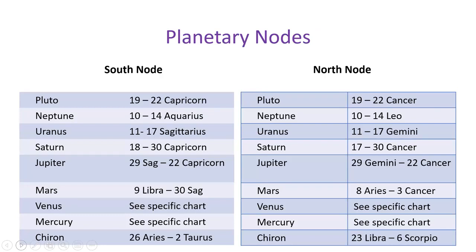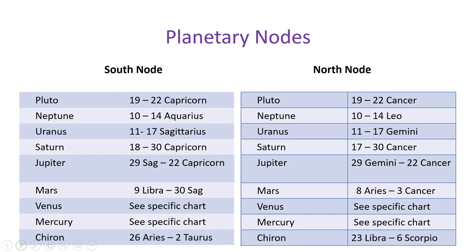Here is a list of the planetary nodes. The south node of Pluto, for example, is between 19 and 22 of Capricorn. The north node is also between those degrees. Now, please, when you're looking at this as a visual, it does look like the north and south nodes are going to occupy positions that are 180 degrees apart from one another. But this is not so. So they're within that range. And really, it's very important to consider Pluto at 19 to 22 of Capricorn, that south node.